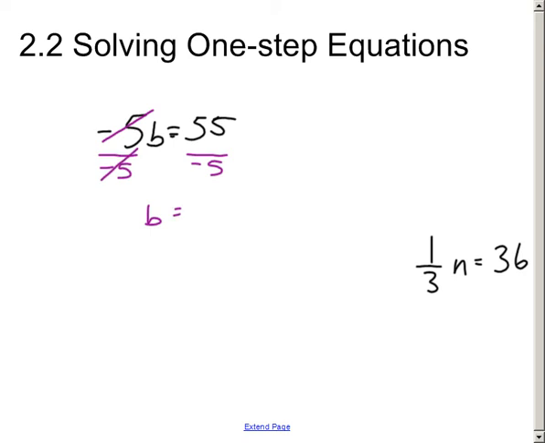And on the right-hand side, positive divided by a negative is a negative. 55 divided by 5 is 11.